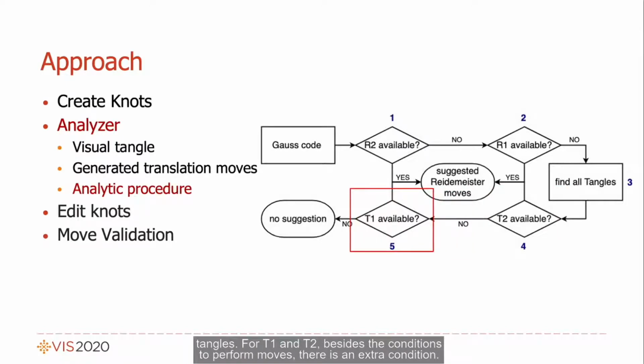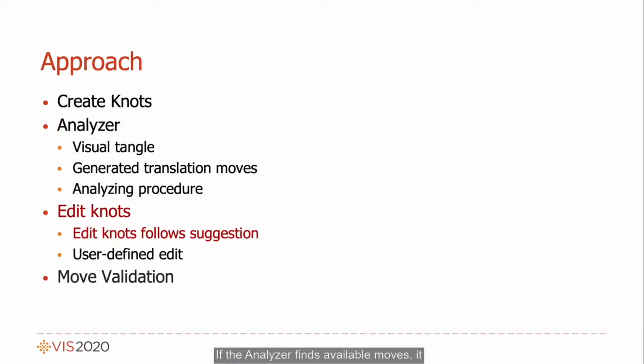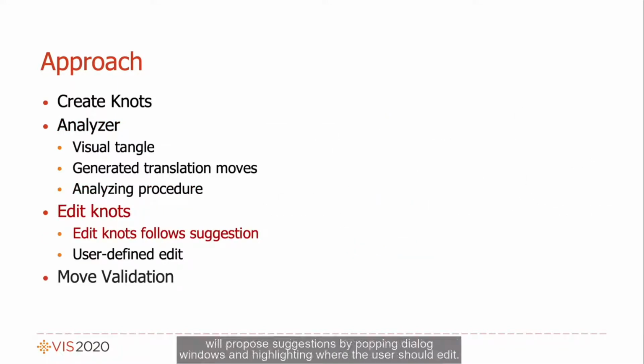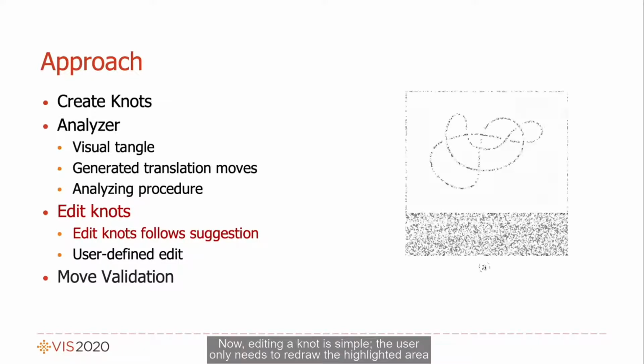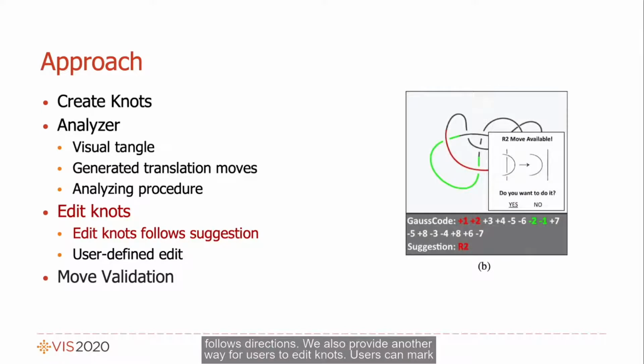For T1 and T2, besides the condition to perform moves, there is an extra condition. There should be R1 or R2 available for the next untangle step after completing T1 or T2. If the analyzer finds available moves, it will propose suggestions by popping up a dialog window and highlighting where the user should edit. Now, editing a knot is simple. The user only needs to redraw the highlighted area following the directions.